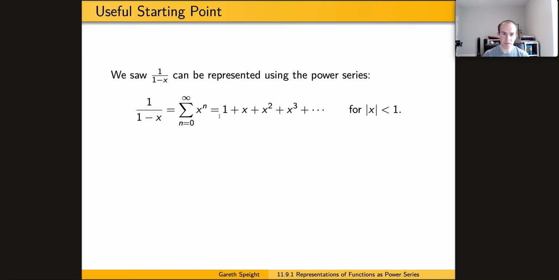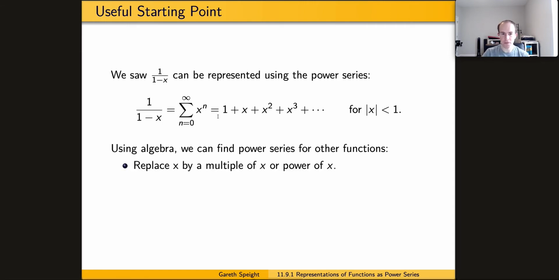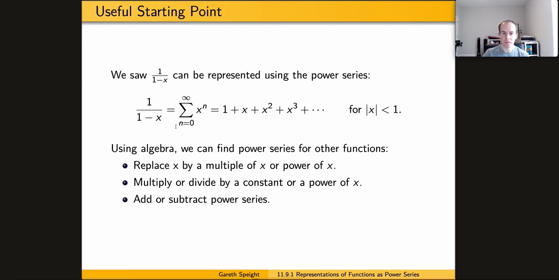If we use algebra, what can we do? Well, here are some things we could do. We could replace x by a multiple of x or a power of x. Everywhere in this formula, for instance, we could replace x by 2x. It would still be a perfectly good formula. We could replace x by x squared, and it would still be a good formula. We could multiply or divide by a constant or a power of x. So if I have a representation for 1 over 1 minus x, I could get a representation for 5 over 1 minus x just by multiplying both sides by 5.